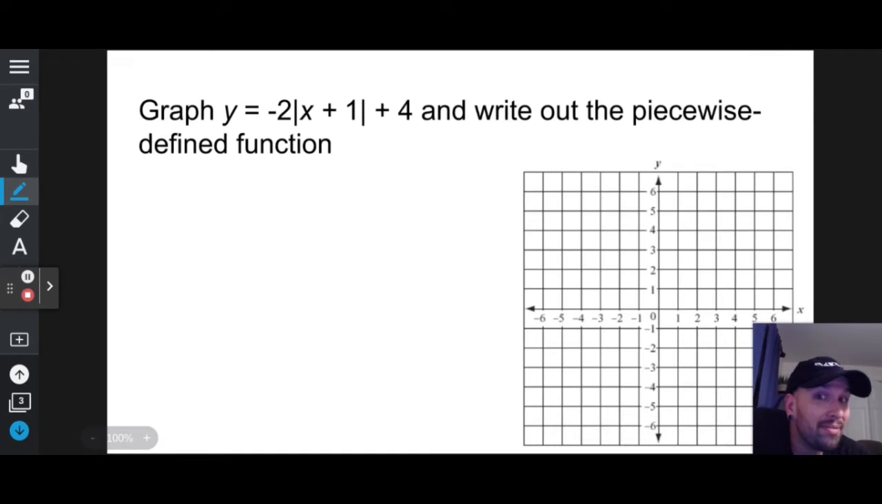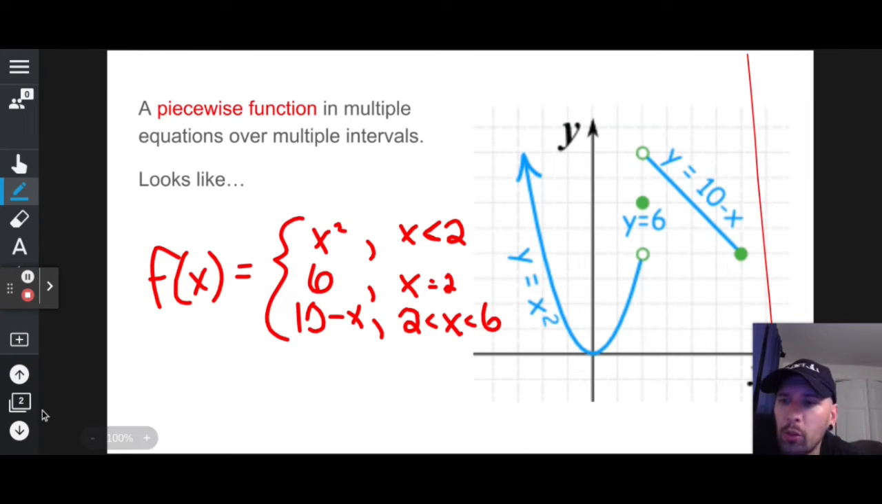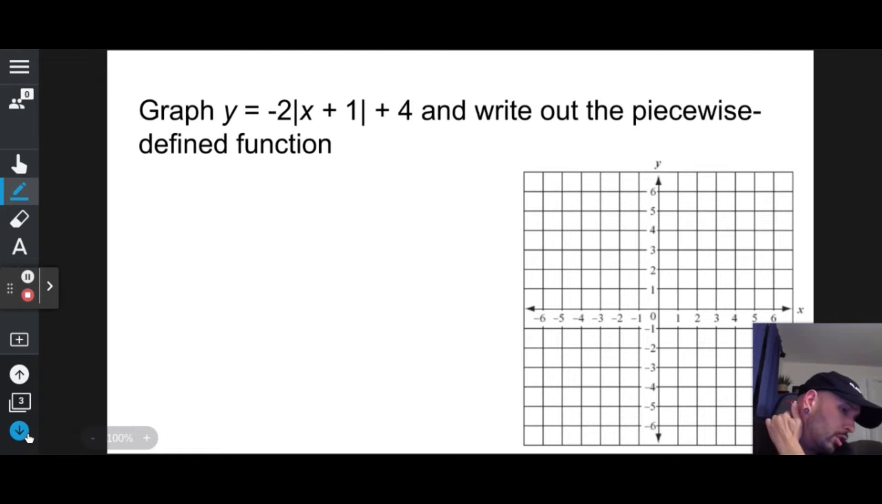Fun, yeah. I'm going to graph y equals -2 times the absolute value of x plus 1, plus 4, and write out the piecewise defined function. By the way, this guy right here is called the piecewise defined function. So if you recall, we got a lot going on here.